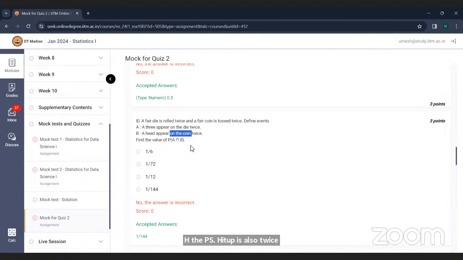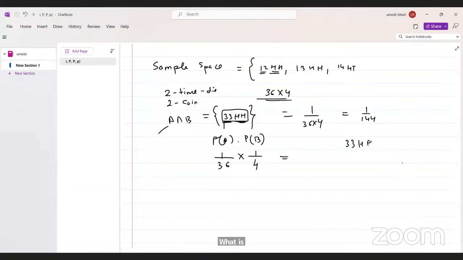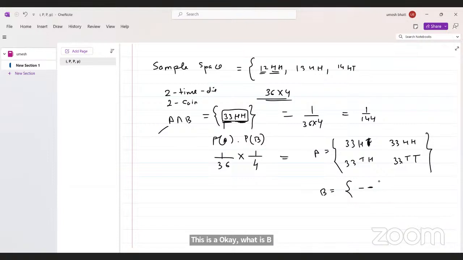So what is A intersection B? Firstly, what is A? A is 3 3 with head head, 3 3 head tail, 3 3 tail head, and 3 3 tail tail. This is A. What is B? These two positions are blank, and then we have head head. So how many outcomes are in B?